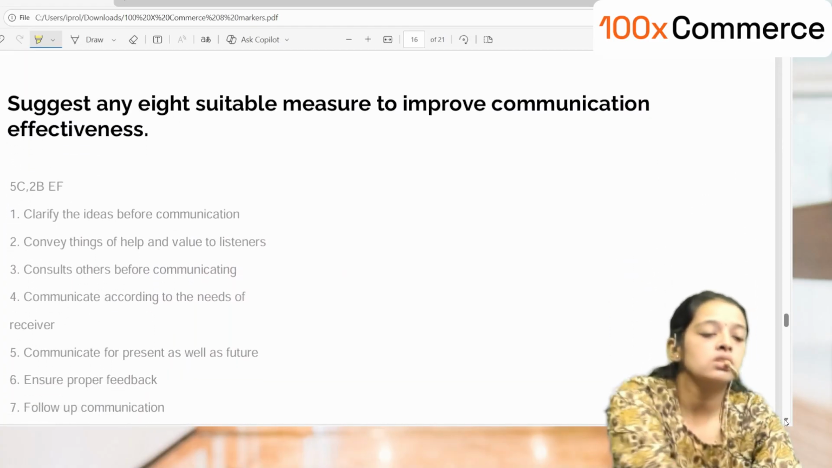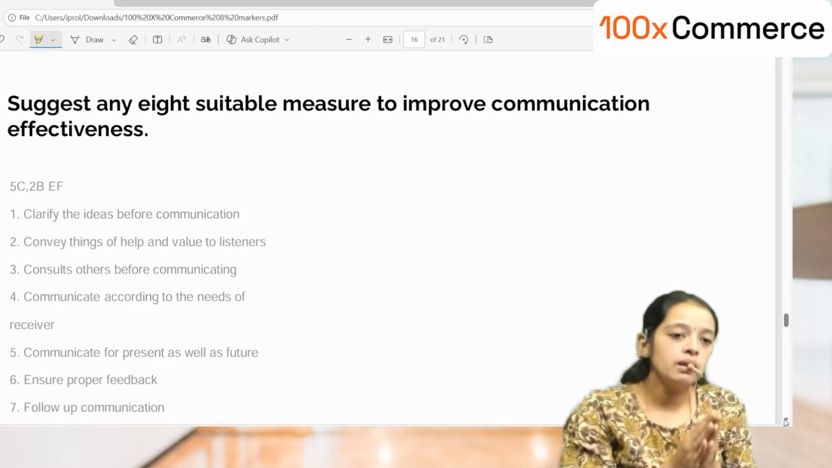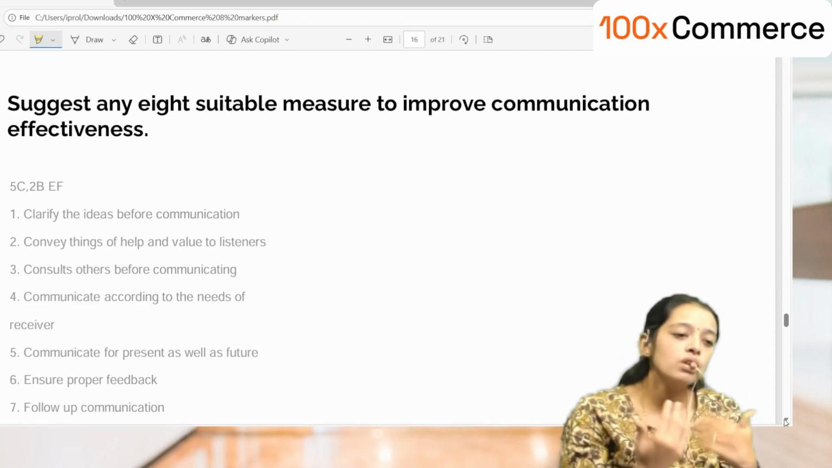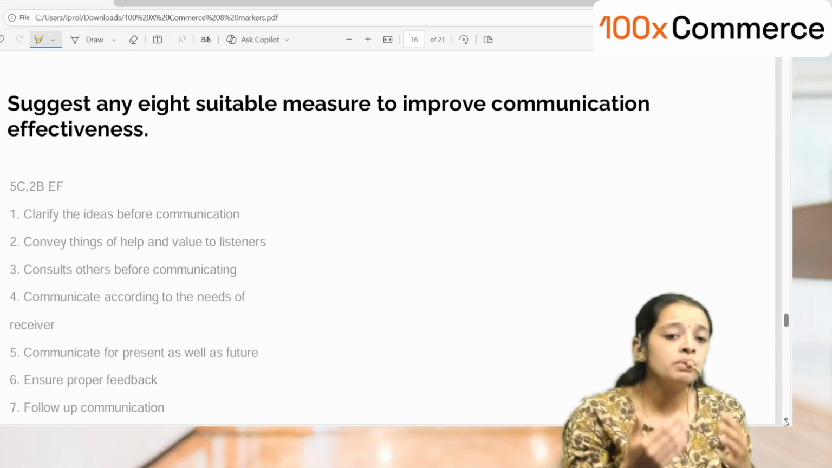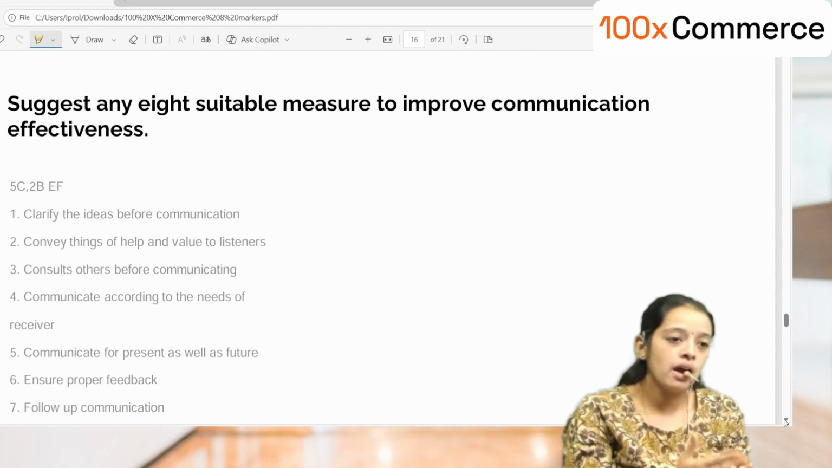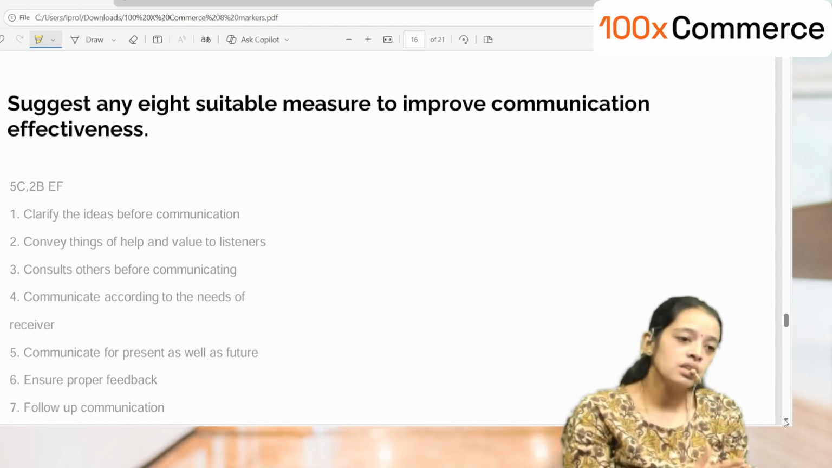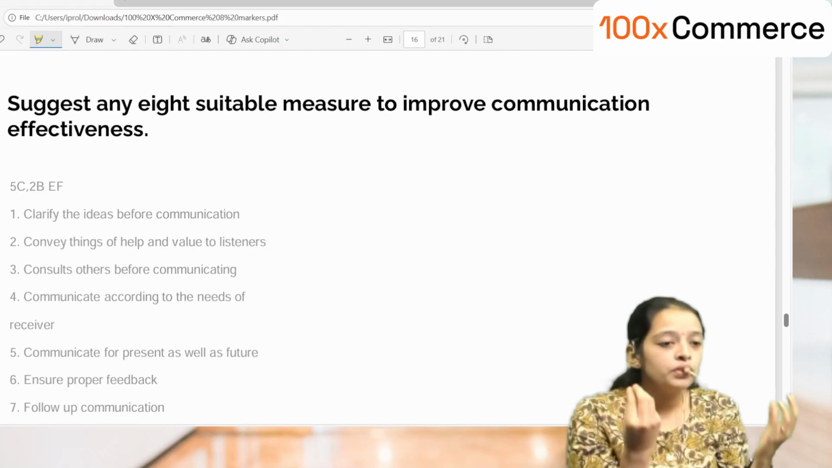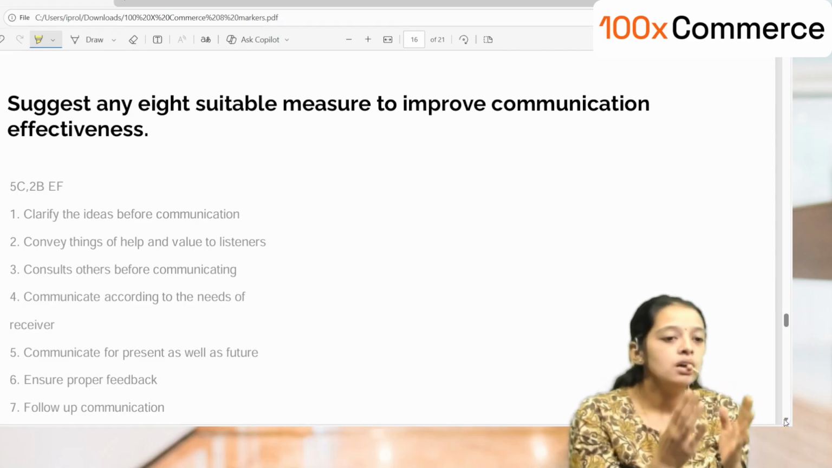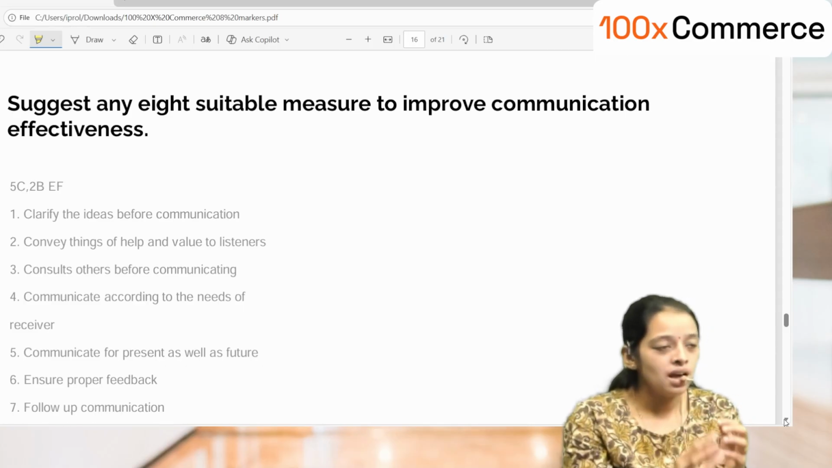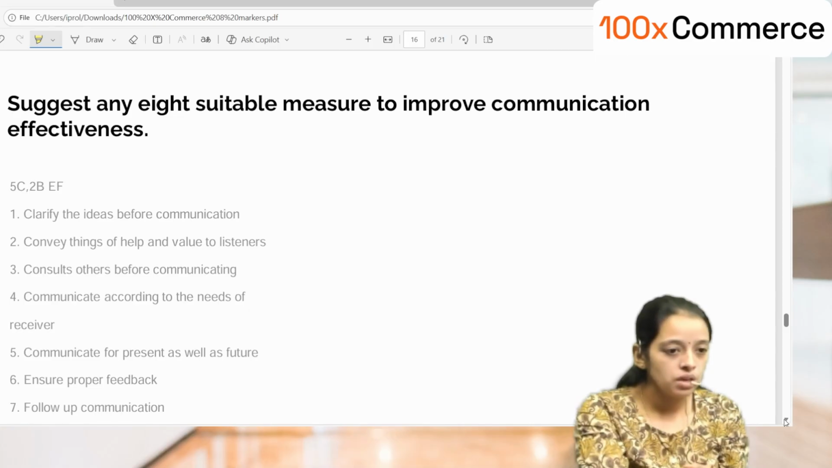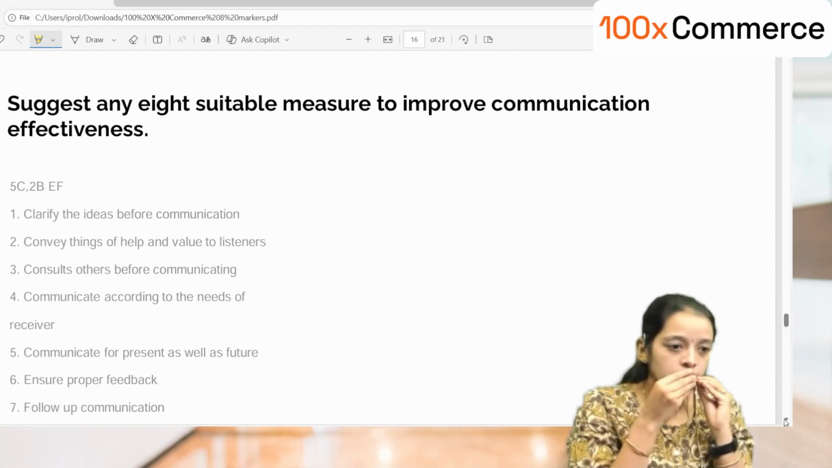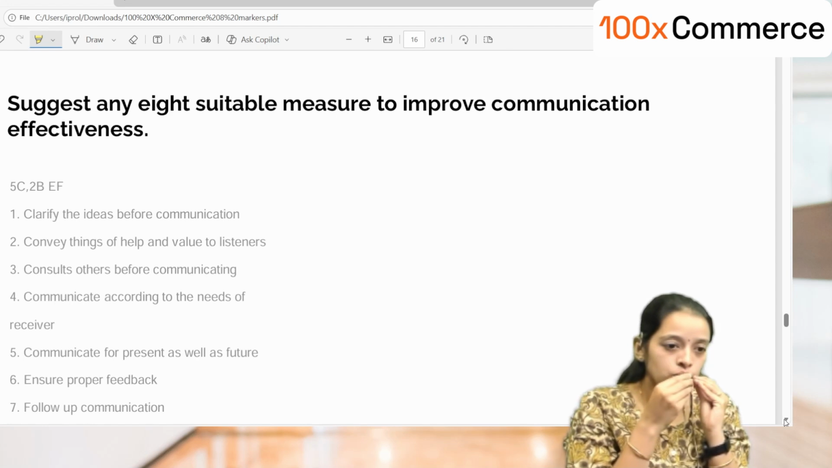Okay. The next question is, suggest any 8 suitable measures to improve communication effectiveness. So in order to make the communication process more effective, what are the suitable measures that we follow? This question can also be asked in the form of a case study for you. First, there should be clarity of ideas before communicating something to someone. That kind of confused state of mind should not be there. Then convey the things that will actually help the listener. The sender should make sure that whatever he is conveying will definitely help the listener.